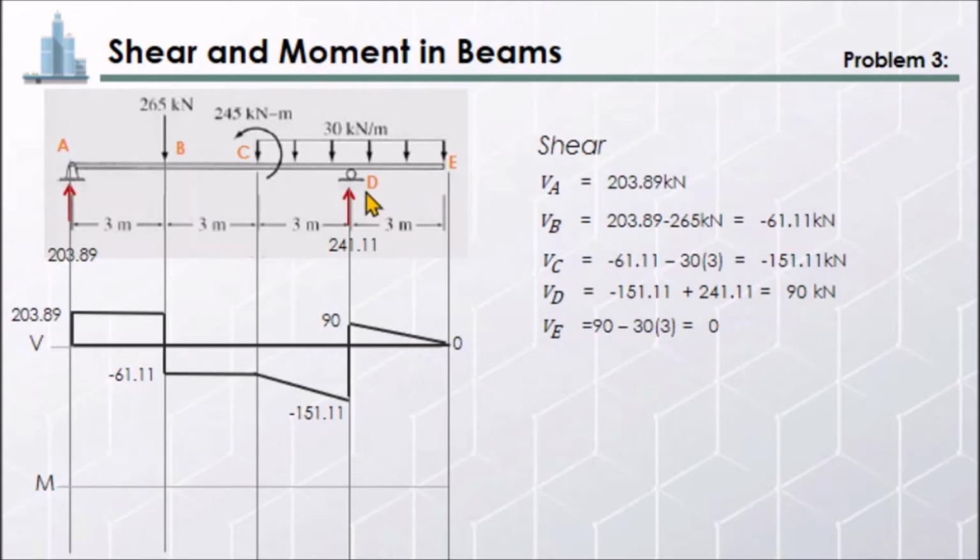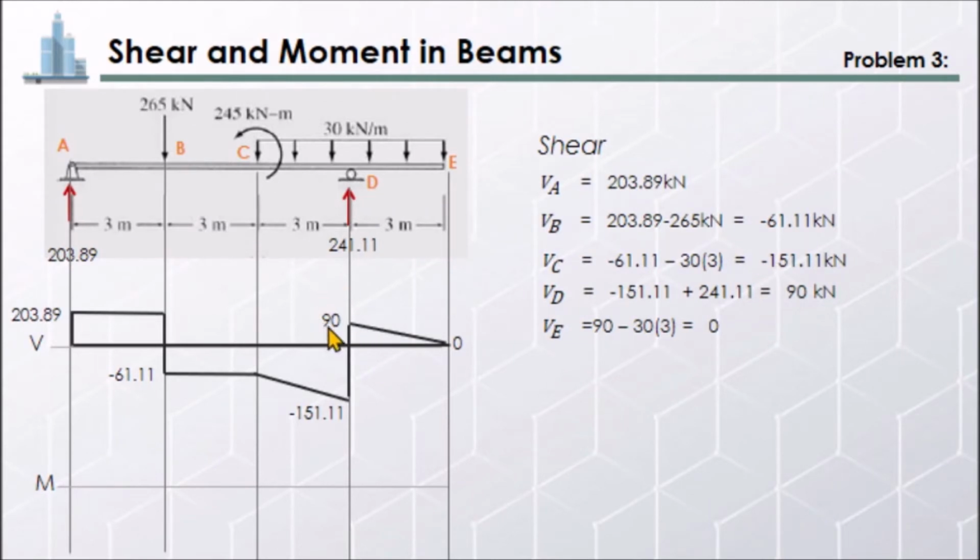kilonewton. Now, at point D, may pumasok ba na load? Of course, meron tayong reaction at point D, which is 241.11. So, we have negative 151.11 plus 241.11. So, that is 90 kilonewton.